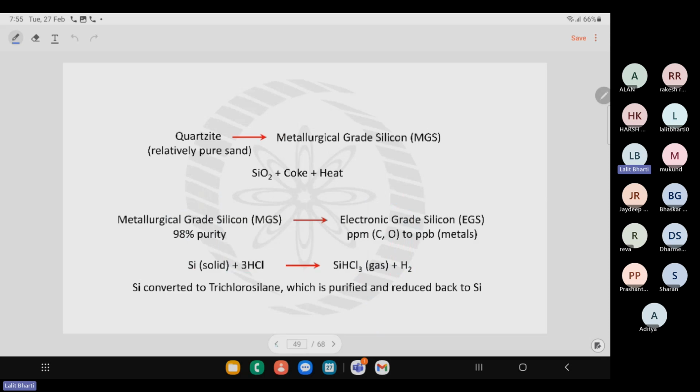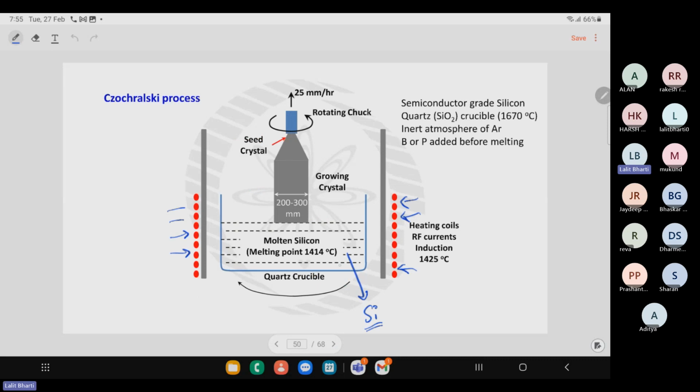We get our silicon from these reactions. We have the precursor SiO2, then we treat it with these gases, and we get silicon as our final product. So we have this silicon and we have a seed crystal. A seed crystal is a single crystal of silicon.